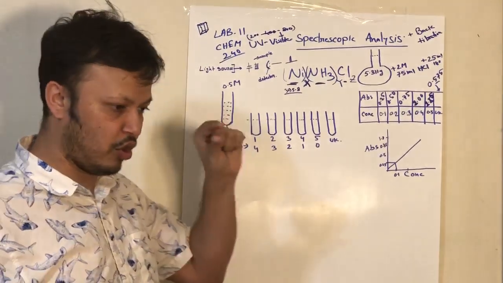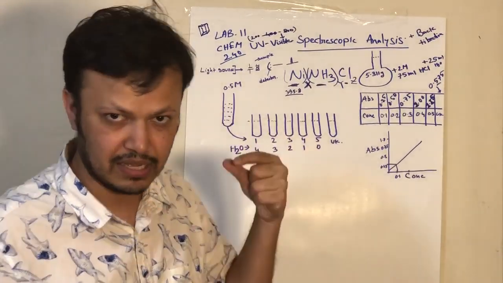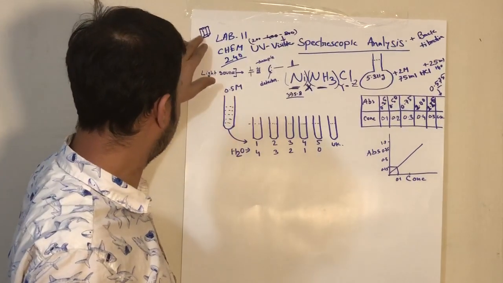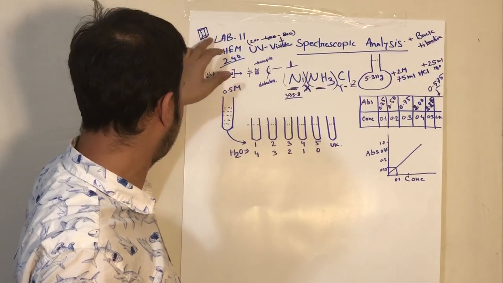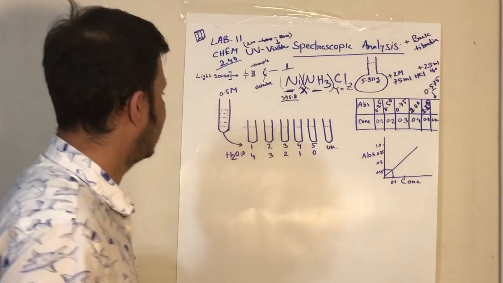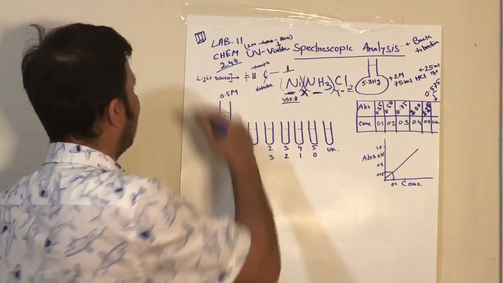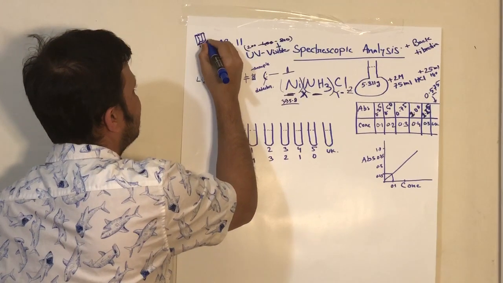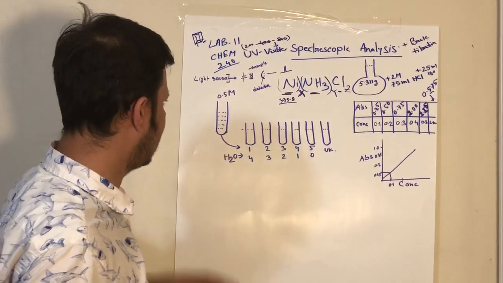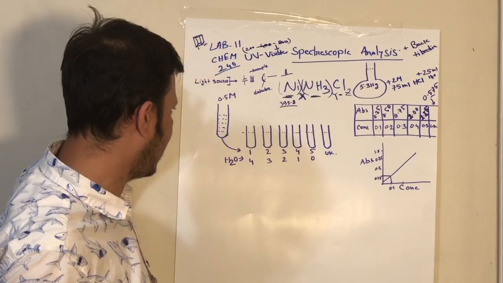So all of them are actually 1 centimeter, the width and the diameter. Except the length, this is 1 centimeter, this is 1 centimeter, all through the 1 centimeter. So anyway, this cuvette we will use.